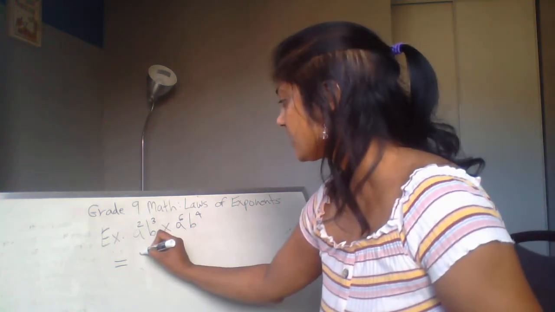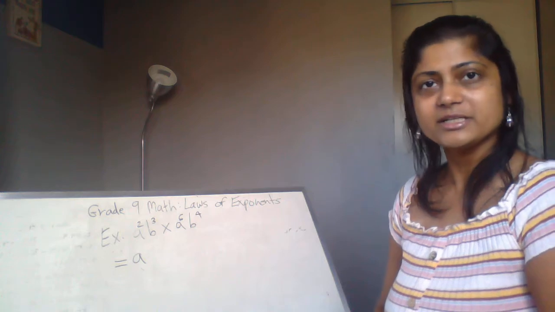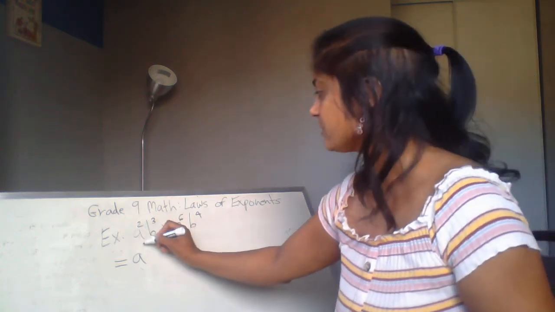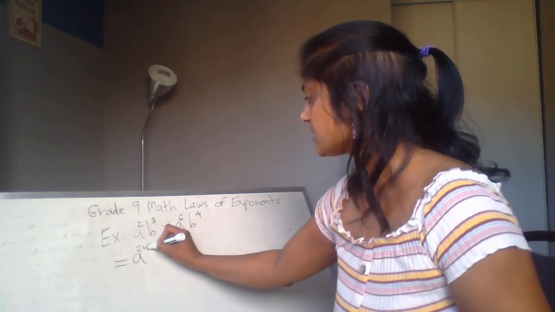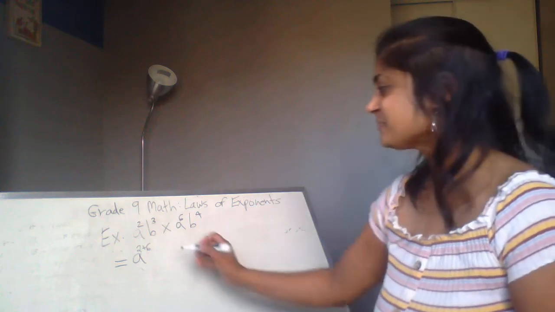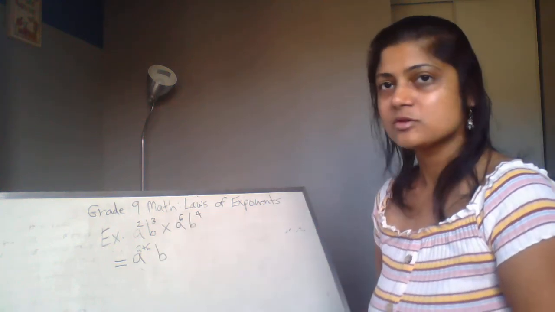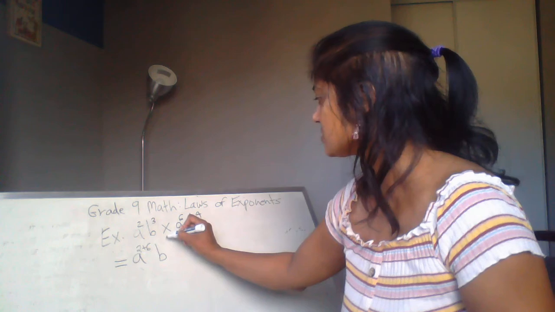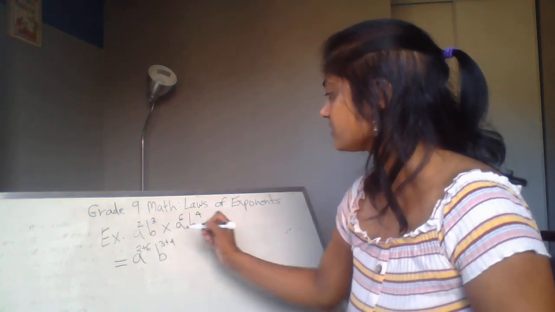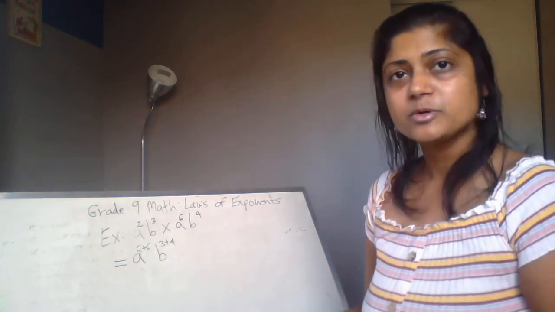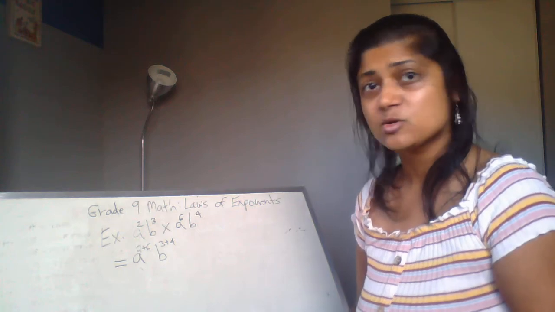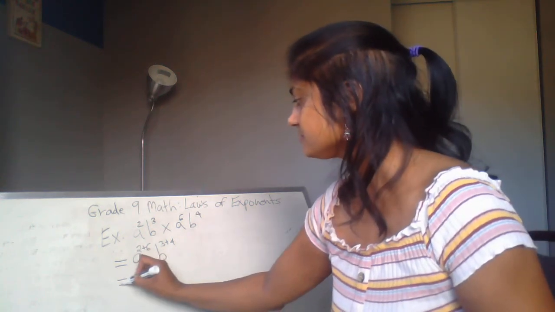So if I'm looking at a here, I'm adding the exponents. I'm going to write it here: 2 plus 6. And for b, I'm also going to add the exponents: 3 plus 4. Again, make sure you're putting the equal sign going down. Don't write it going across.